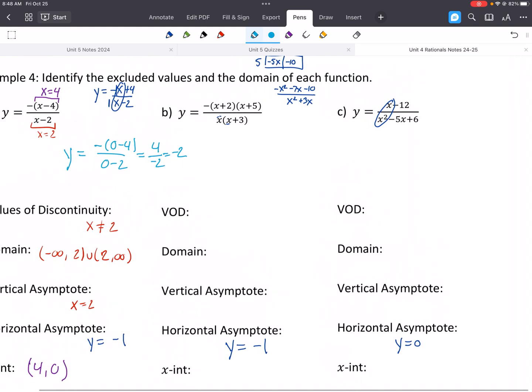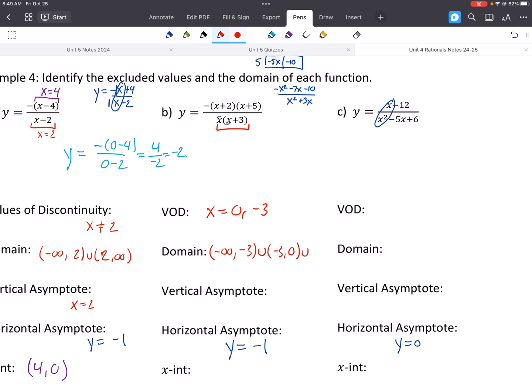Finish these ones up. So what makes the bottom 0? Well, x cannot be 0 or negative 3. The domain, again, would go from negative infinity to the next smallest number, which would be negative 3, and then negative 3 to 0, and then 0 to infinity. Vertical asymptotes, oh, sorry, I messed that up. That should be not equal to, right? Vertical asymptote is x equals 0 and x equals negative 3.